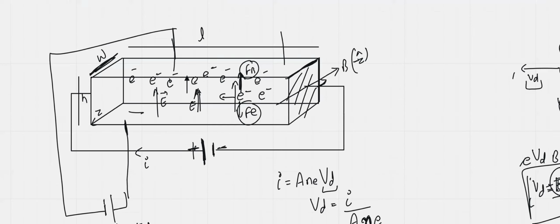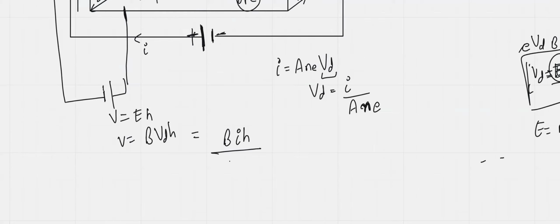What is the area right now? If you see, this area is equal to width into height, so w times h. When we put this in with n and e, h gets cancelled, so V = BI divided by n e w. That is another formula for this. Is that clear? And one more thing: I hope this is clear to you.